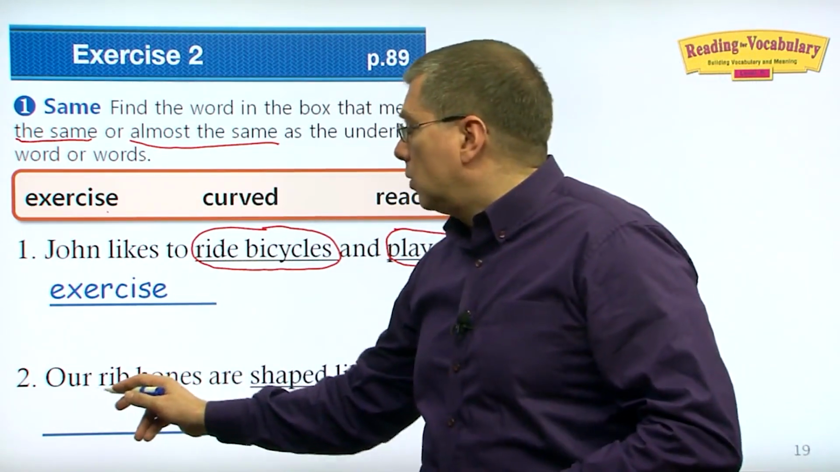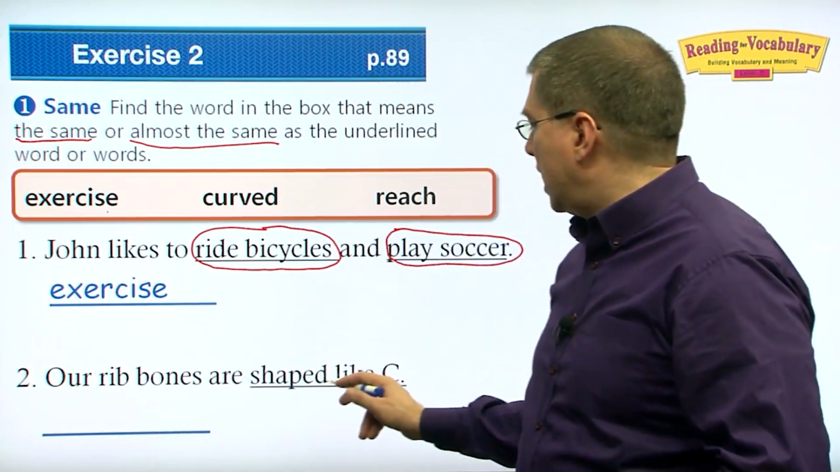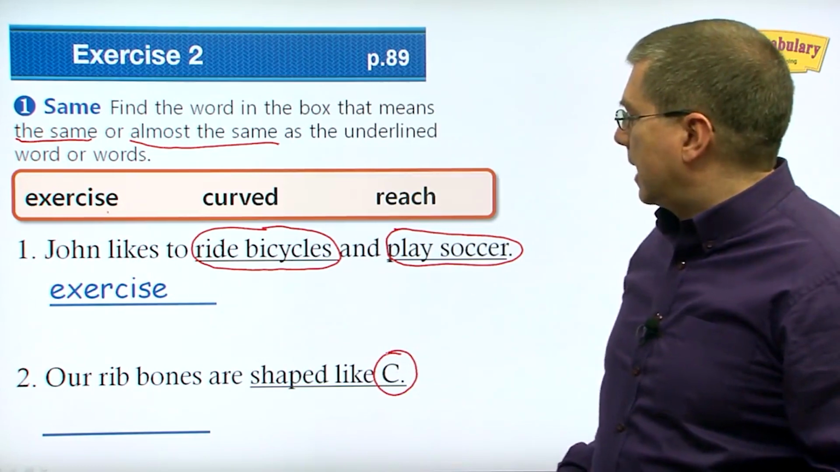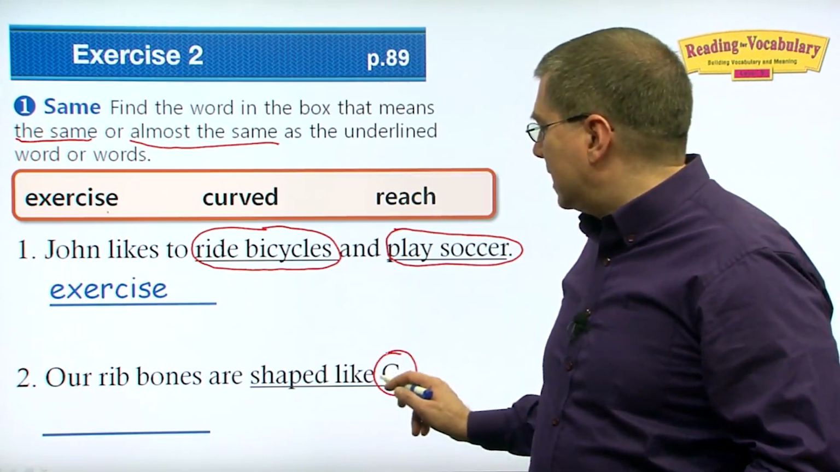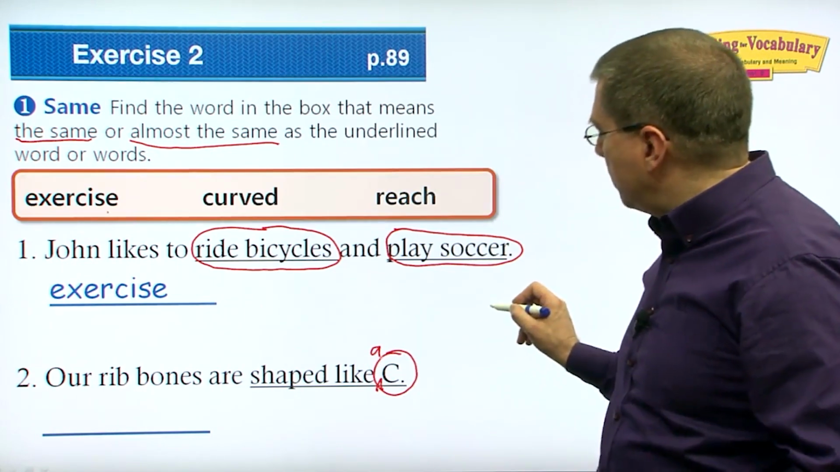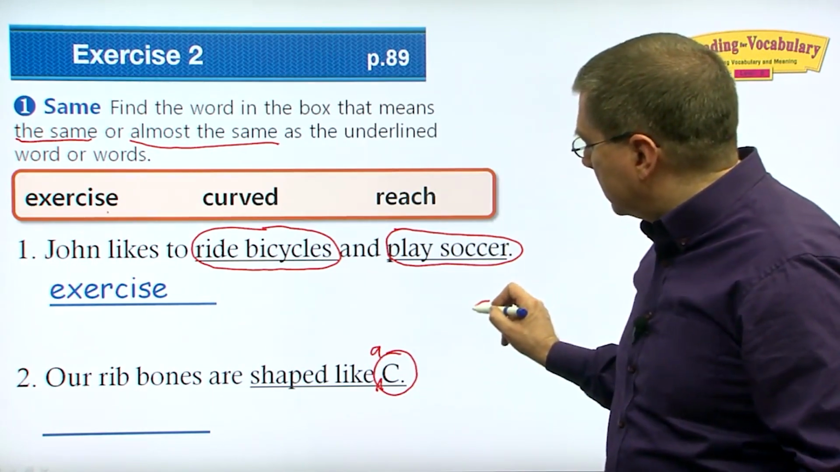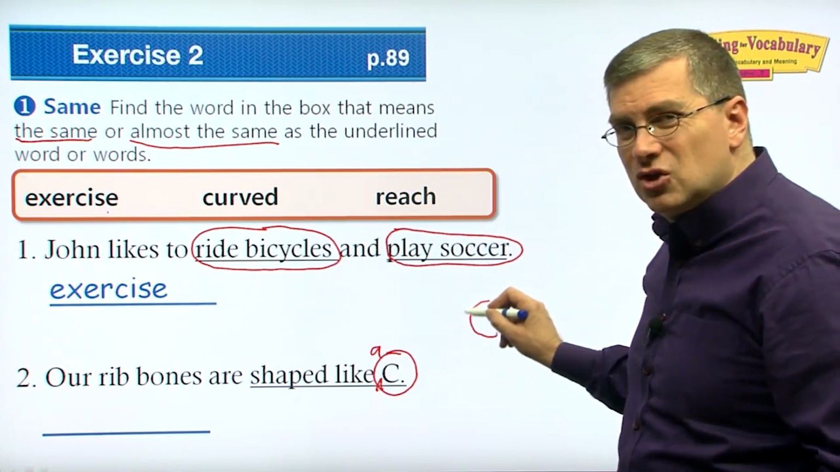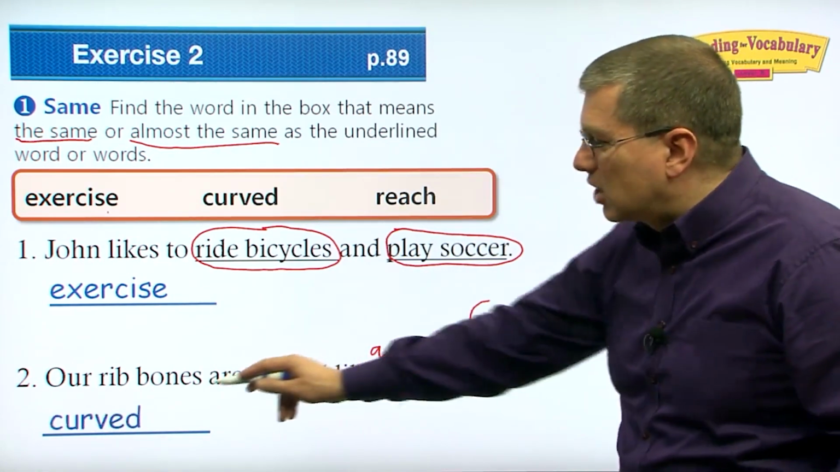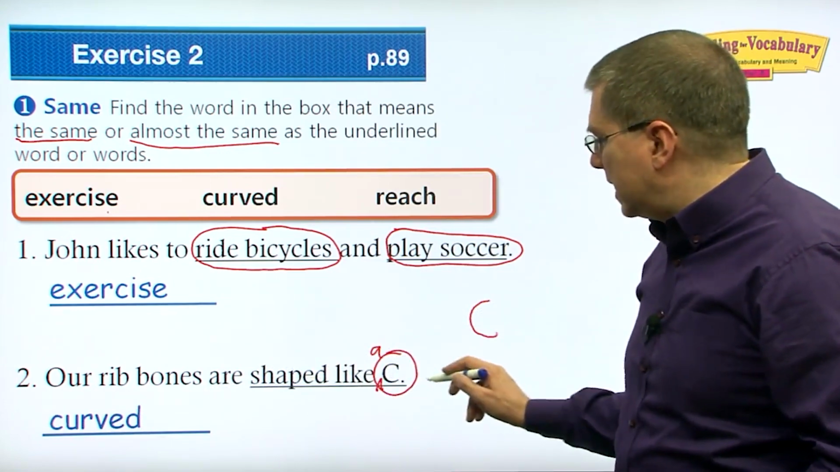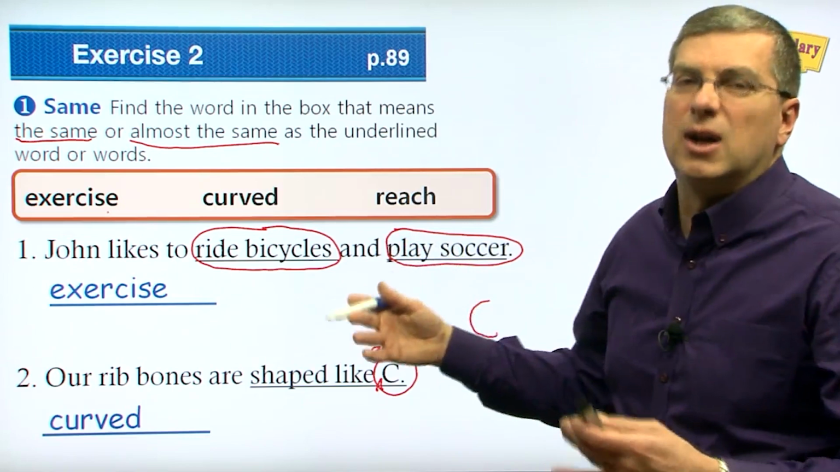2. Our rib bones are shaped like C. Like C, like what? Like a C. In other words, our rib bones, if you look at a rib bone, if you look at the letter C, the letter C is like this. So it's not a straight shape, right? What is it? It's a curved shape. Our rib bones are shaped like a C, or like the letter C.